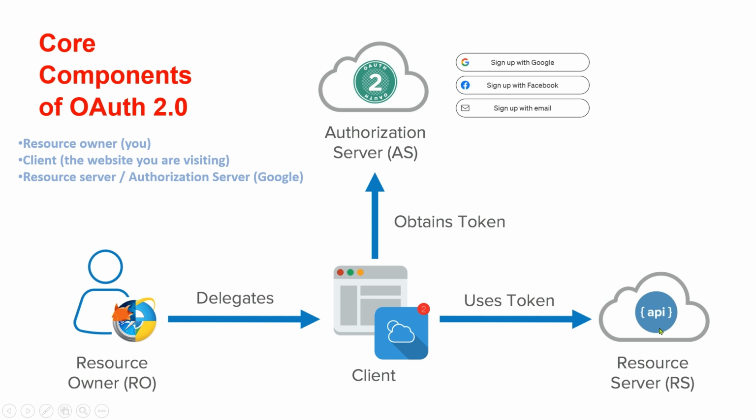Then resource server. This is the server that hosts protected resources like user profiles or photos. Once the access token is obtained from the authorization server, this token is used to interact with the resource server. Your client is interacting with the resource server to get the required data.